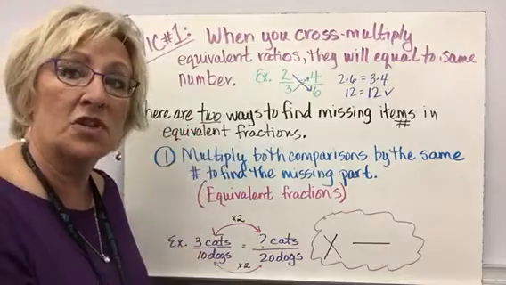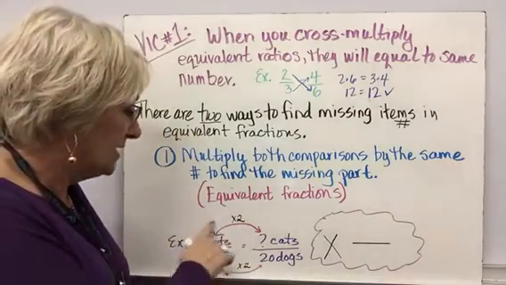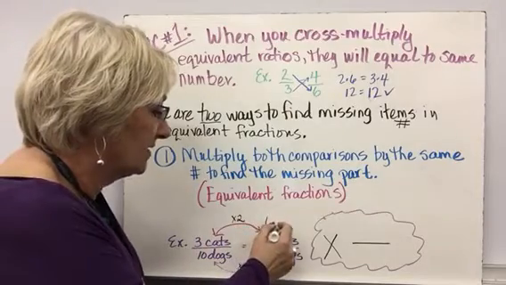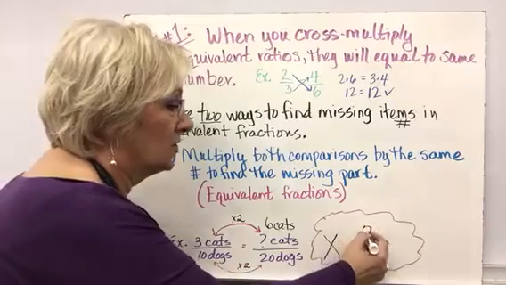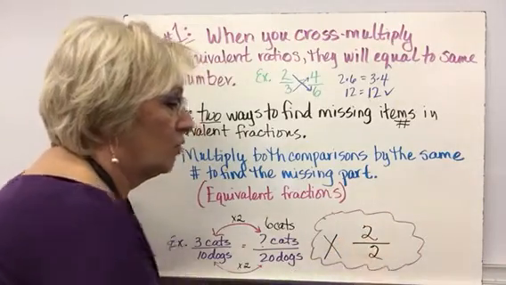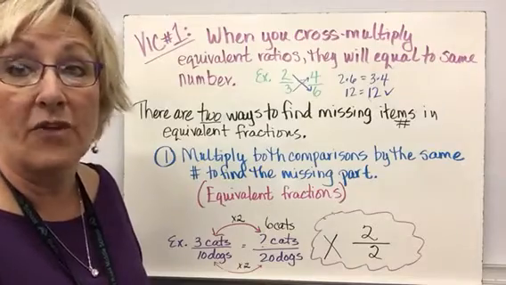Because remember, we're just renaming, and that's what makes it an equivalent fraction. So 3 times 2 would equal 6 cats. So what I'm actually doing is multiplying by 2 over 2, which is 1, and all it is doing is renaming that ratio or the fraction.